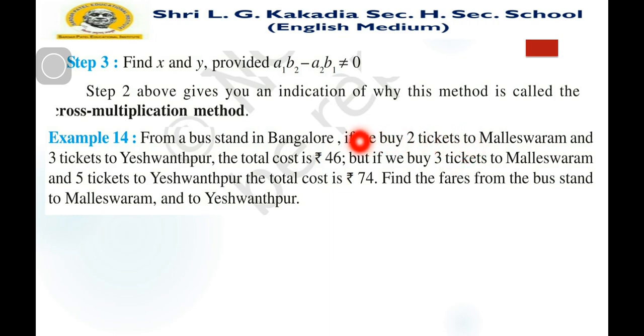So in the given problem, from the first line we can find the first equation, and from the second line we can find the second equation, and we find the value of x and y. Find the fares for the bus stand to Malleshwaram and Yeshwantpur. First we have to write the algebraic expression. Solution.